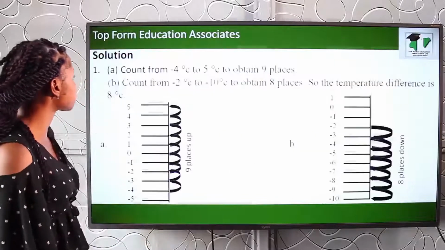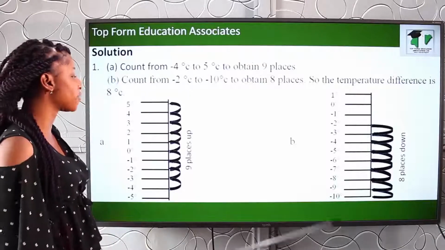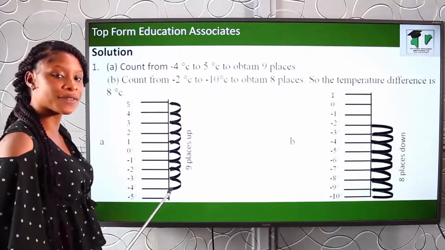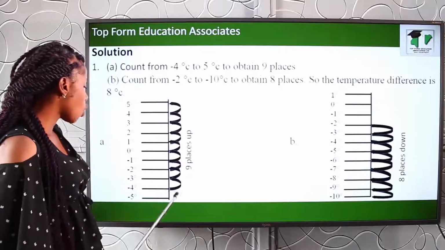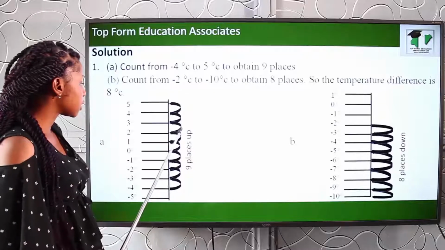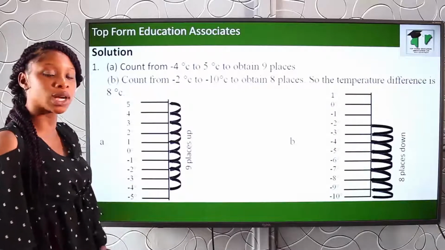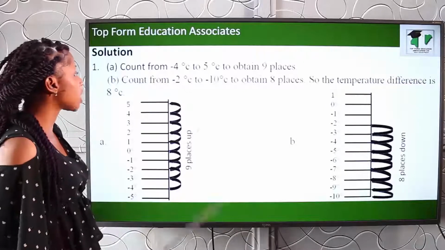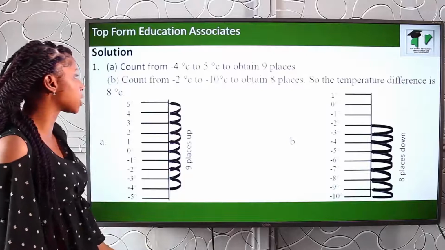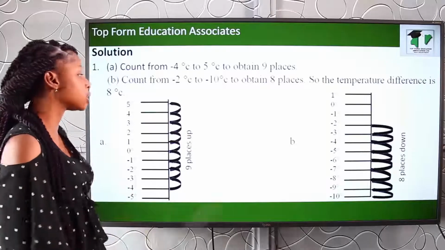Now, solution. A, to find the temperature difference between minus 4 degrees centigrade and 5 degrees centigrade, we're going to start from minus 4, and we count till 5 degrees centigrade. Now, let's go. 1, 2, 3, 4, 5, 6, 7, 8, 9. We've gotten to 5 degrees centigrade. So how many places do we count? 9. Yes. So we counted 9 places to get from minus 4 to 5 degrees centigrade. So in essence, the temperature difference between minus 4 degrees centigrade and 5 degrees centigrade is 9.